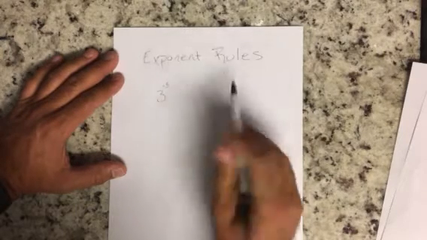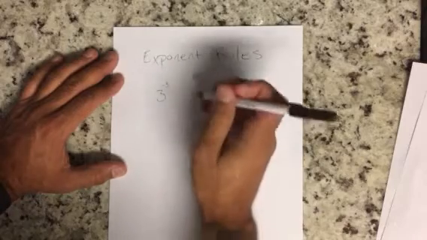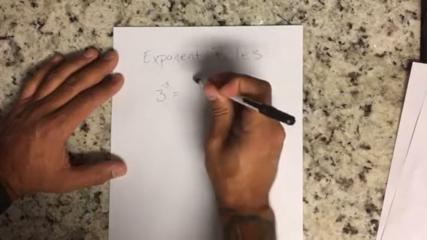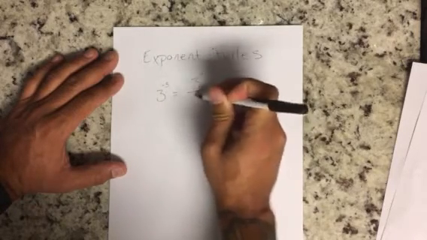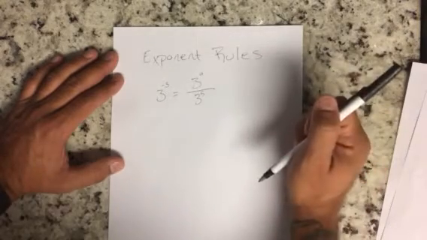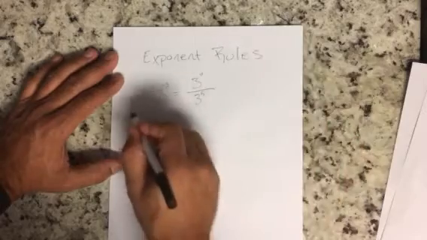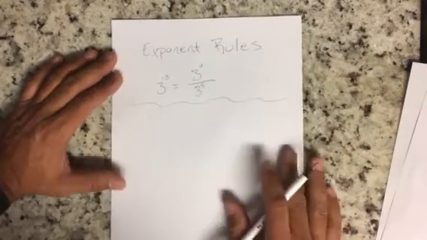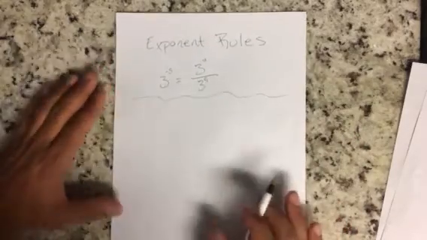to the negative 5, this really means that I have 3 to the 0 over 3 to the 5. Because 0 minus 5 gives me negative 5. So I want you to think of that for a second, and then I'm going to talk about what 3 to the 0 means.